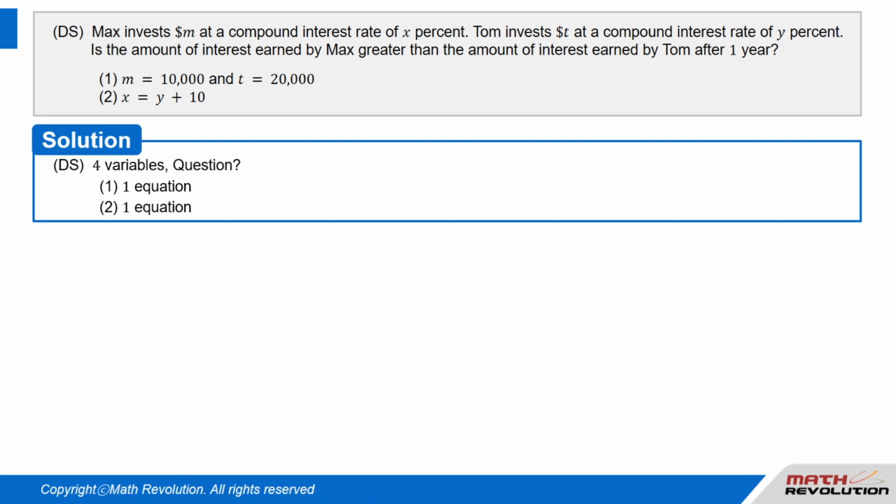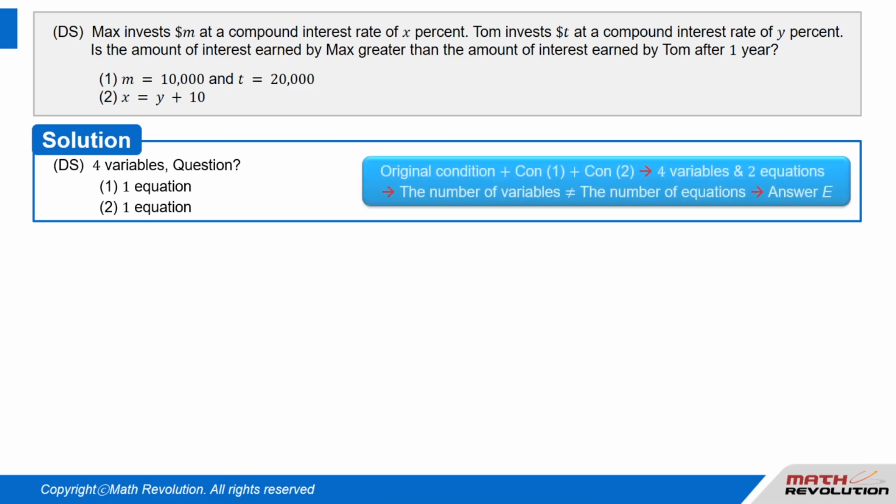Now, 4 variables would generally require 4 equations to be able to solve for the value of the variables. We know that each condition would usually give us an equation, resulting in a total of 2 equations, one each from condition 1 and condition 2. However, since we need 4 equations to match the numbers of variables and equations in the original condition, the unequal number of equations and variables should logically give us an answer E.